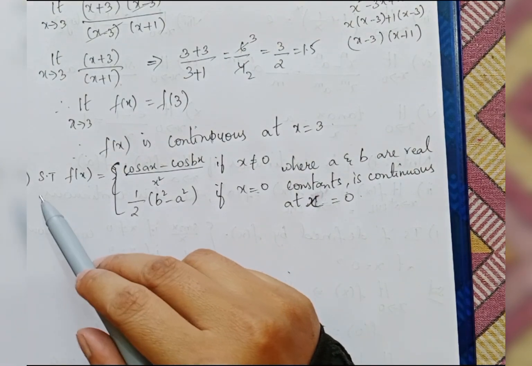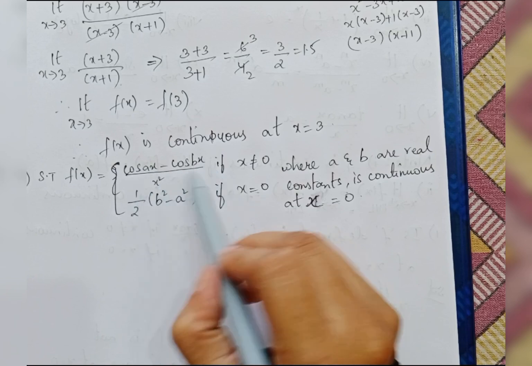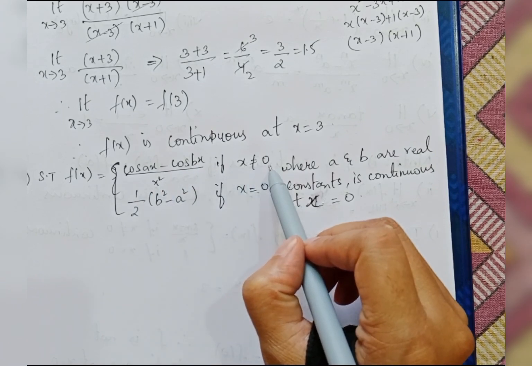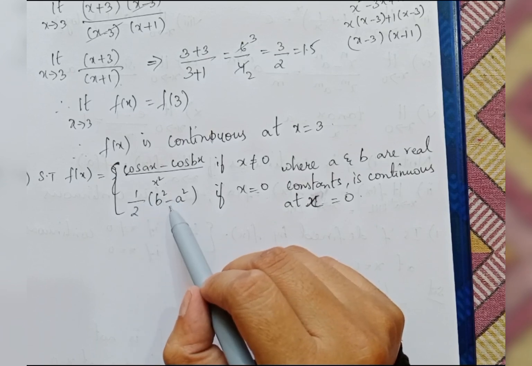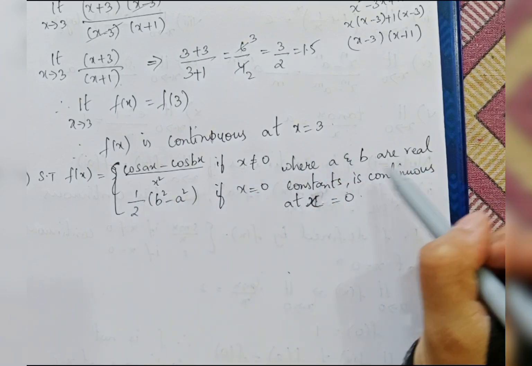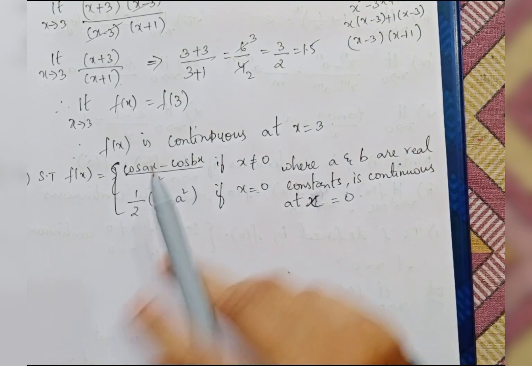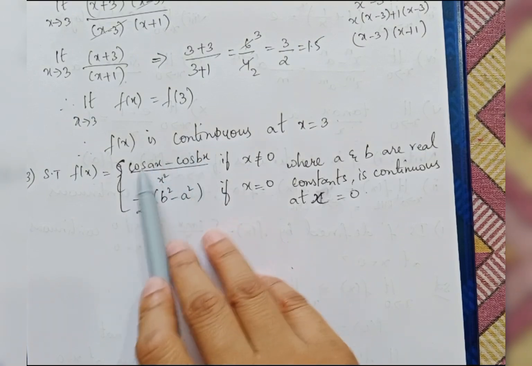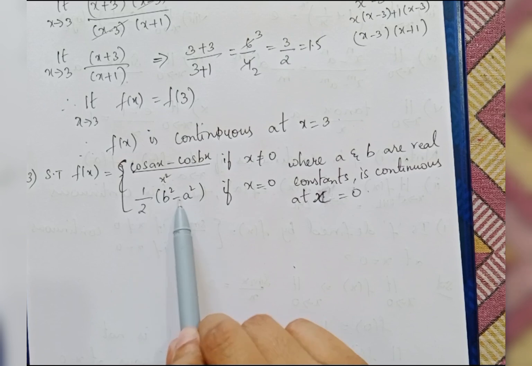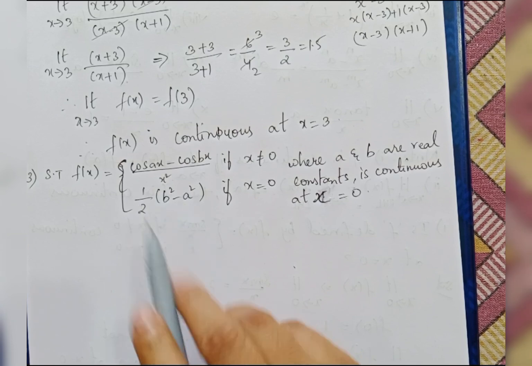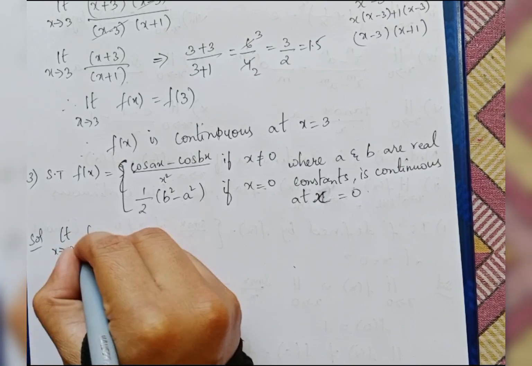Our next question is, show that f of x is equals to cos ax minus cos bx by x square if x is not equals to 0, and when x is equals to 0 the function is 1 by 2 into b square minus a square. Both a and b are real constants, and it is continuous at x equals to 0. So we have to solve this function, and when we solve this we'll get the value when x is equals to 0. So it is limit x tends to 0 f of x.